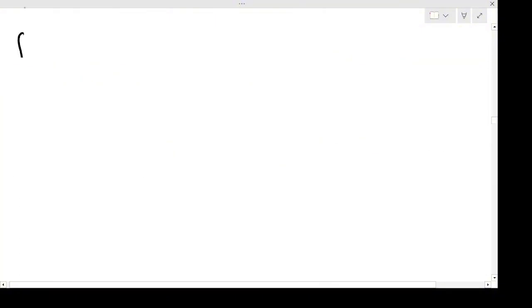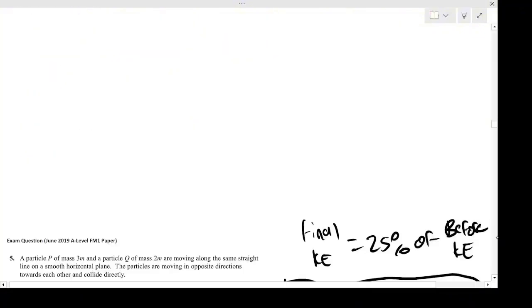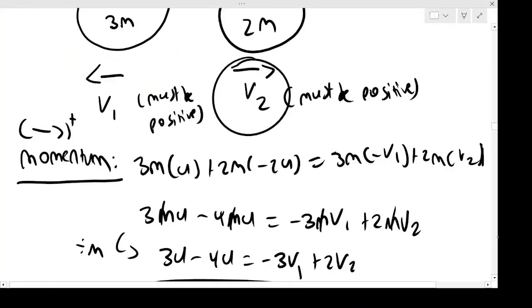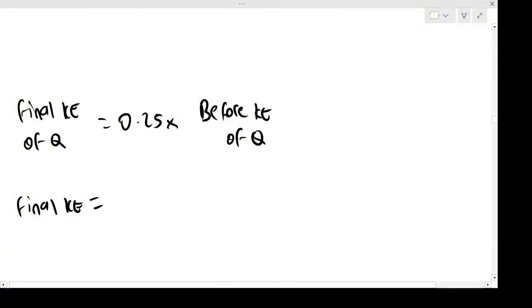So, okay, so that's saying that the final kinetic energy of Q, remember, is 0.25 lots of the initial energy of Q, okay? So actually what I'm going to do is work out these two parts. So I can work out the final and before kinetic energy separately first. So the final kinetic energy, okay, well, the final speed is V2 and the mass of Q is 2m. So it's going to be half times 2m times V2 squared, right?